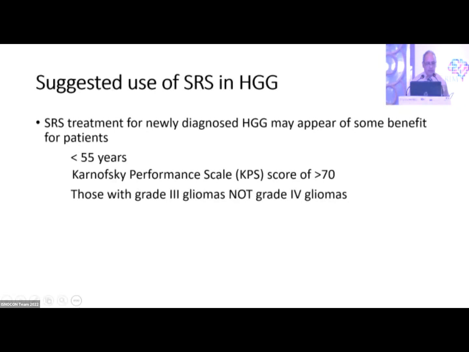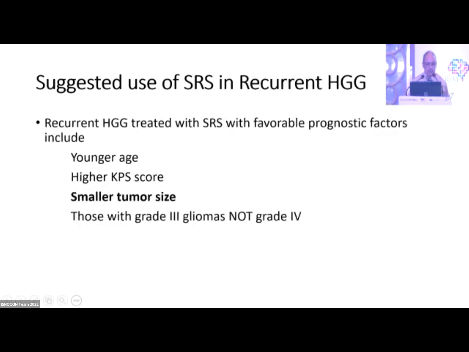So people have tried to give SRS in some high-grade gliomas, but the age should be less than 55. They should be grade 3, not grade 4. And the KPS should be more than 70. And for recurrent high-grade gliomas like grade 3 astrocytomas, in younger age, higher KPS, small size tumor, yes, you can try SRS, but we are not sure how it is.